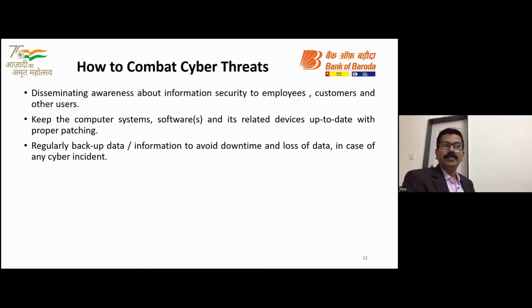Regularly back up the data, that is most important. If something goes wrong, we can restore the data from the backup. Downtime and loss of data can be avoided if we have the backup.